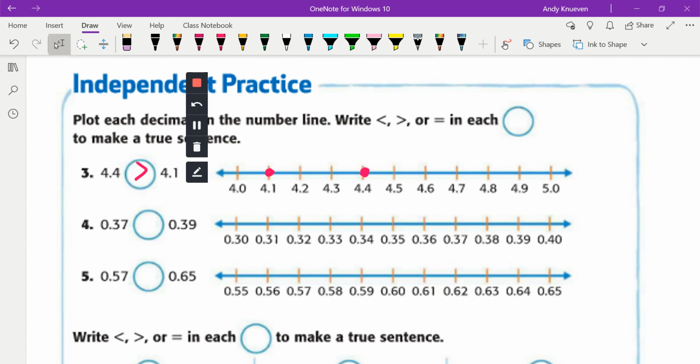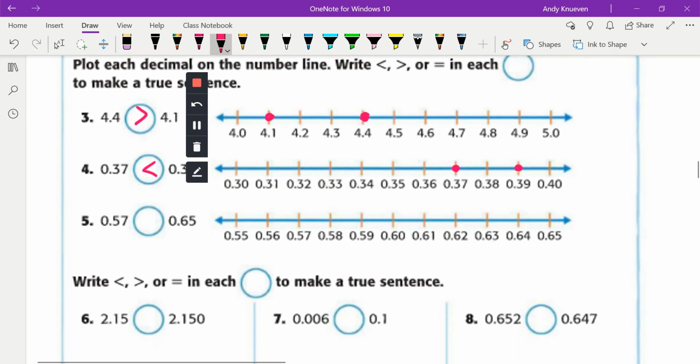37 hundredths compared to 39 hundredths. Now, I think, and I hope, that you can hear that 39 is going to be greater than 37. The same idea as with whole numbers applies to decimals. But we aren't always going to have the same hundredths, the same label, right? So we can plot it, see that 39 is to the right of 37 hundredths. So we would say that 37 hundredths is less than 39 hundredths.